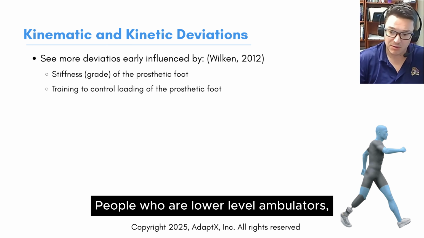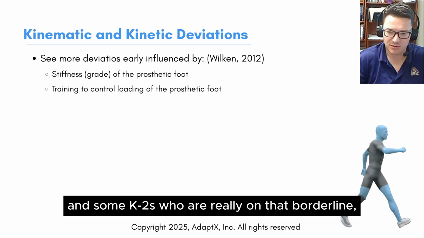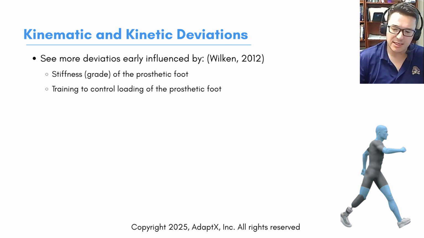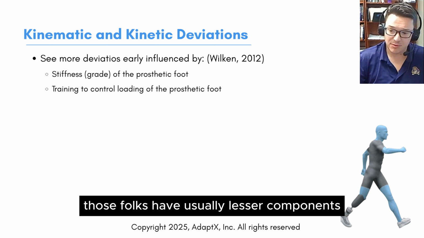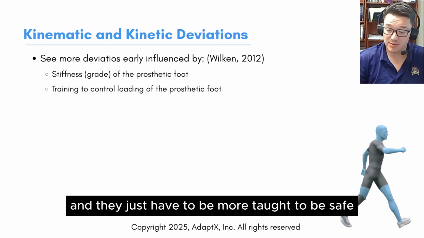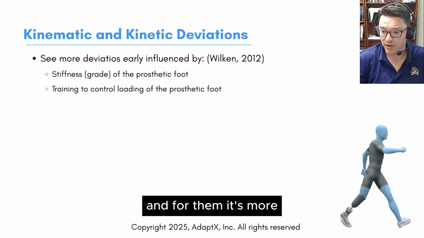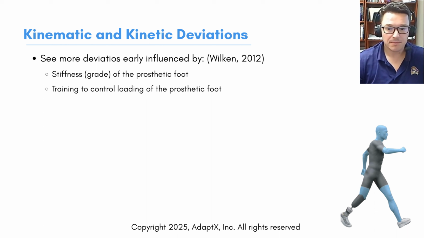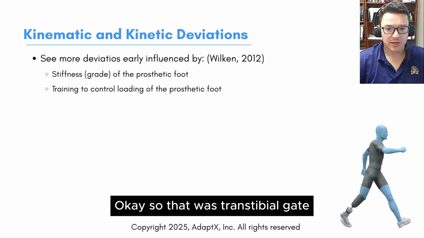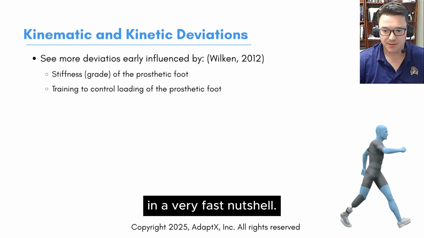People who are lower level ambulators, your K1s and some K2s who are really on that borderline, usually have lesser components and they just have to be taught to be safe, and they're going to walk slower, and for them it's more about avoiding potential falls. Okay, so that was transtibial gait in a very fast nutshell.